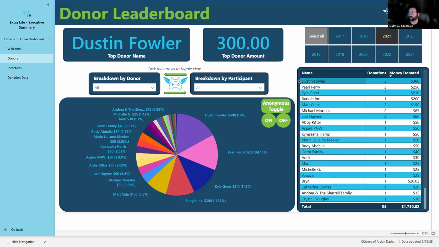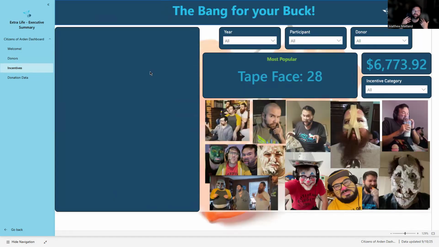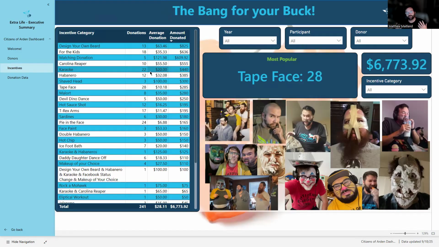So, moving on to our next page, which is our incentives page. This is just an added benefit for the people who donate. We're sure they donate out of the goodness of their hearts, but sometimes they just want a little more bang for their buck. This is what we do for them.